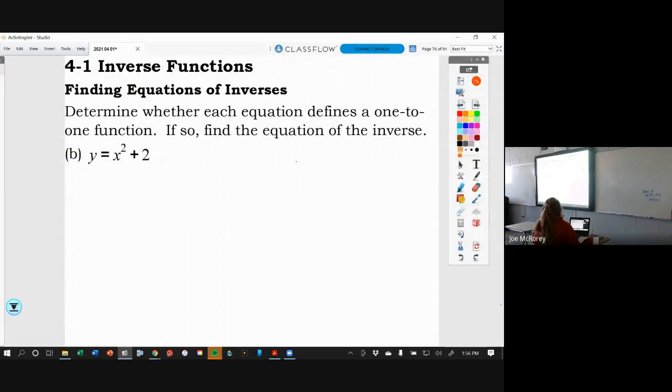y equals x squared plus 2. That's not a function. Okay, so y equals x squared plus 2, that is a function. It's a function, we can graph it. What does it look like? A parabola. Oh, it's not a one-to-one function. There you go. It's not one to one, right? Bingo. So this is a parabola, shifted up.